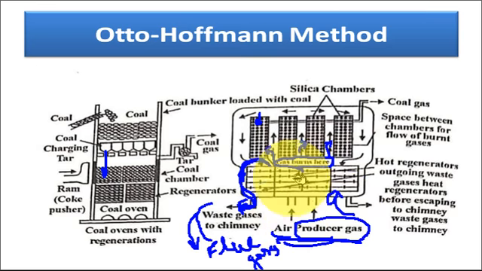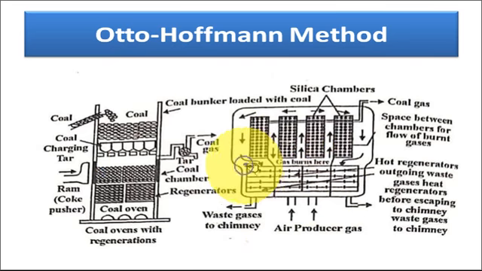Clear? So in the first cycle, the waste gas is released from this pathway. When these gases are released from the oven, these waste gases give their energy to these checker bricks. Now the checker bricks are heated up.